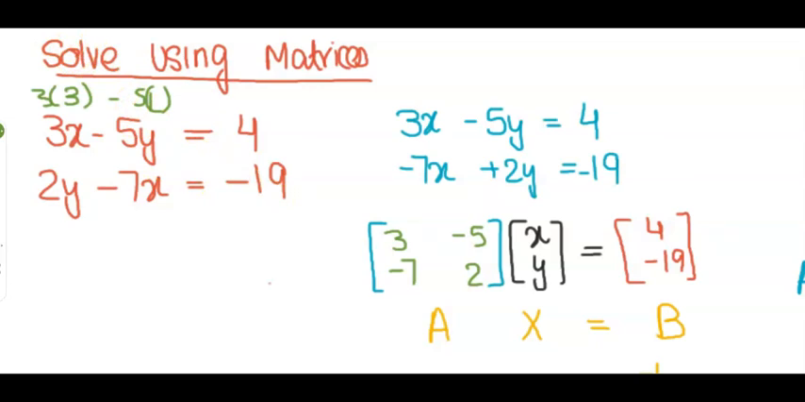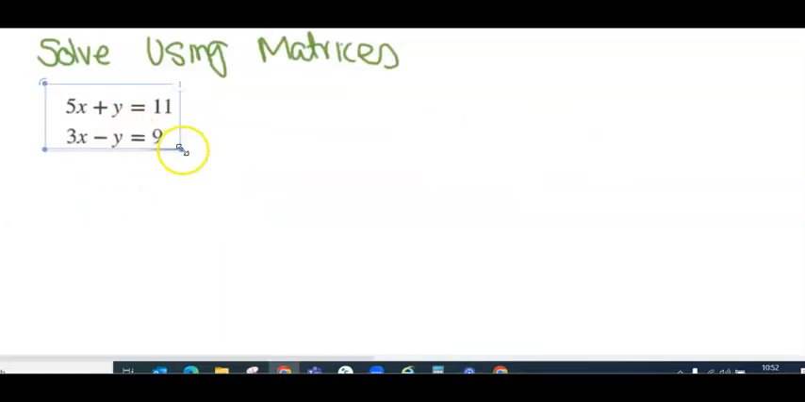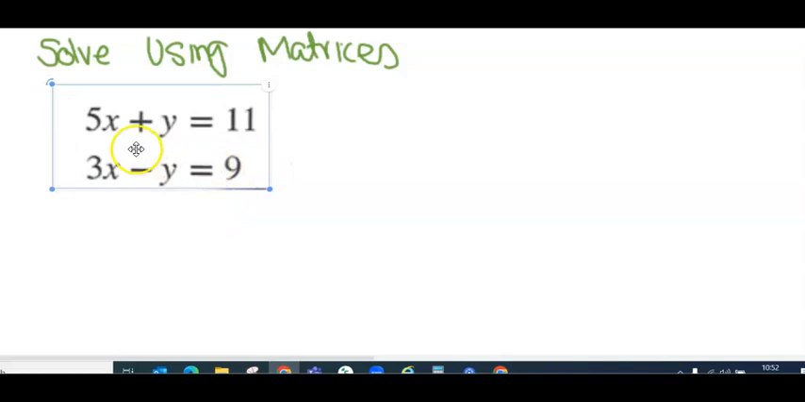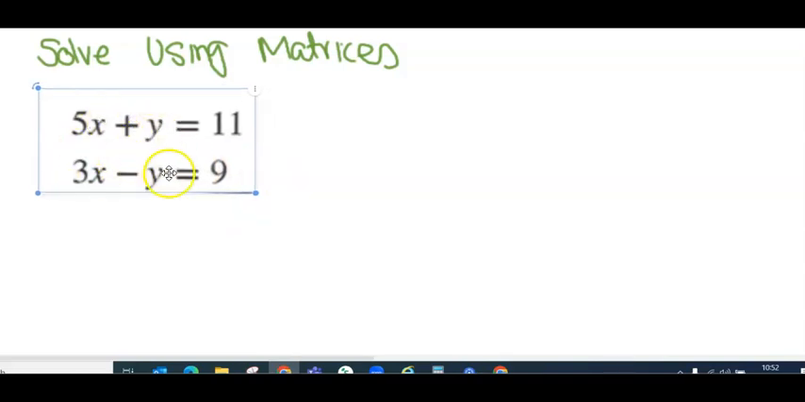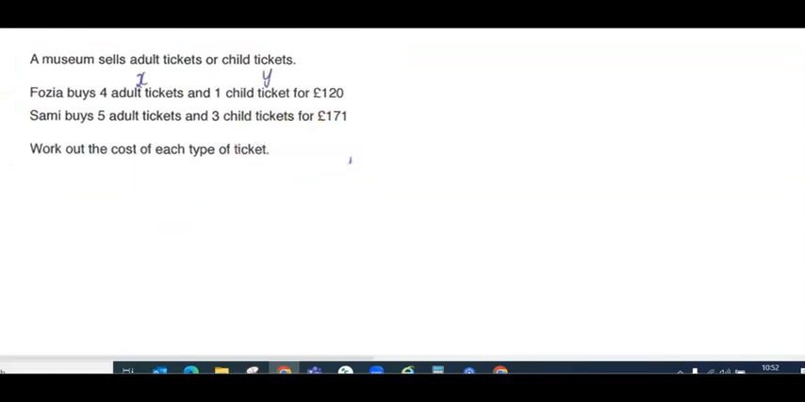This is how we deal with 2 by 2 matrices. There are other ways of solving this, but we are going to learn the matrix way. So I want you to solve this one, form a matrix equation, and then solve that. After you've done this, I would like you to carry on with this question. With this question, you first have to find an equation. I will help you with the equation and then you can solve the matrix.